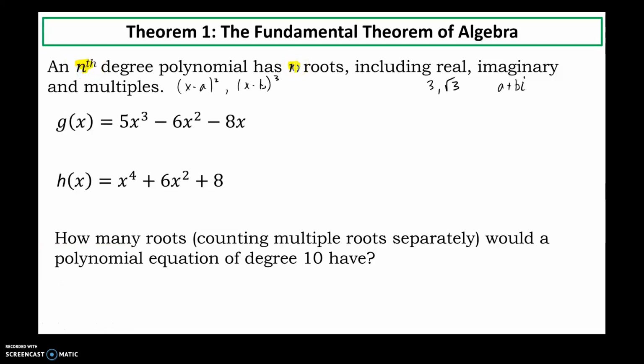Nth degree, n roots. The roots themselves are not the hard thing to determine. So when I look at g of x, this is a third degree polynomial. So this has 3 roots total. And that's real, imaginary, and multiple. H of x is a 4th degree polynomial, so this will have 4 roots. How many roots, including multiple roots separately, would a polynomial equation of degree 10 have? Degree equals number of roots. So a 10th degree polynomial would have 10 roots.